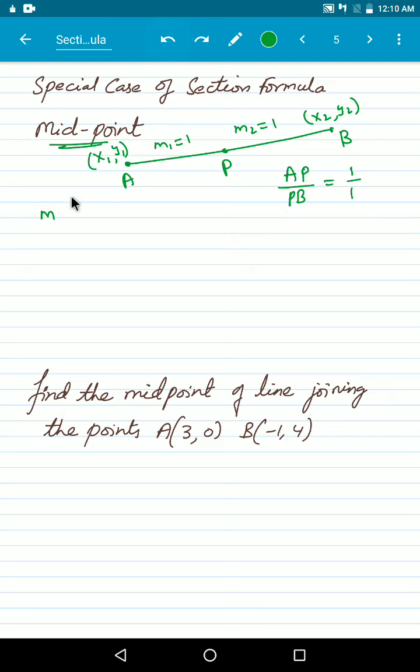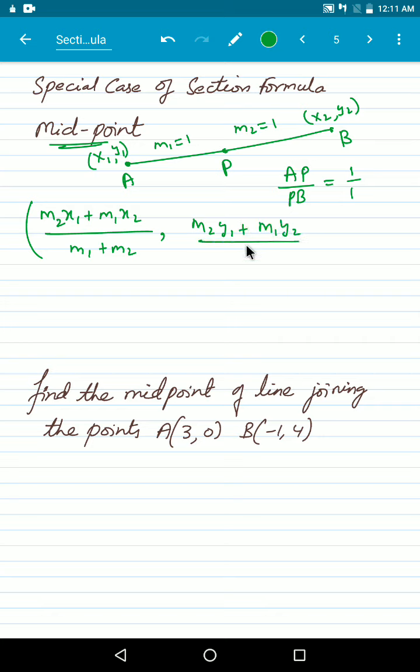Let us write it as (m2 x1 plus m1 x2) divided by (m1 plus m2), comma, (m2 y1 plus m1 y2) by (m1 plus m2). So m2 is 1 and m1 is also 1. So it is 1 into x1 plus 1 into x2 divided by 1 plus 1. Now m2 is 1, y1 is y1 only, plus m1 is 1, y2, over 1 plus 1.